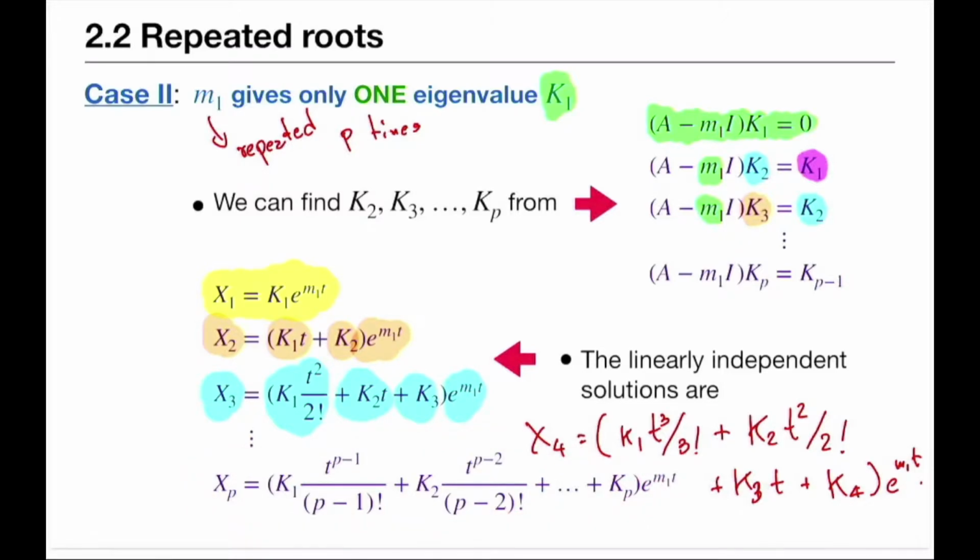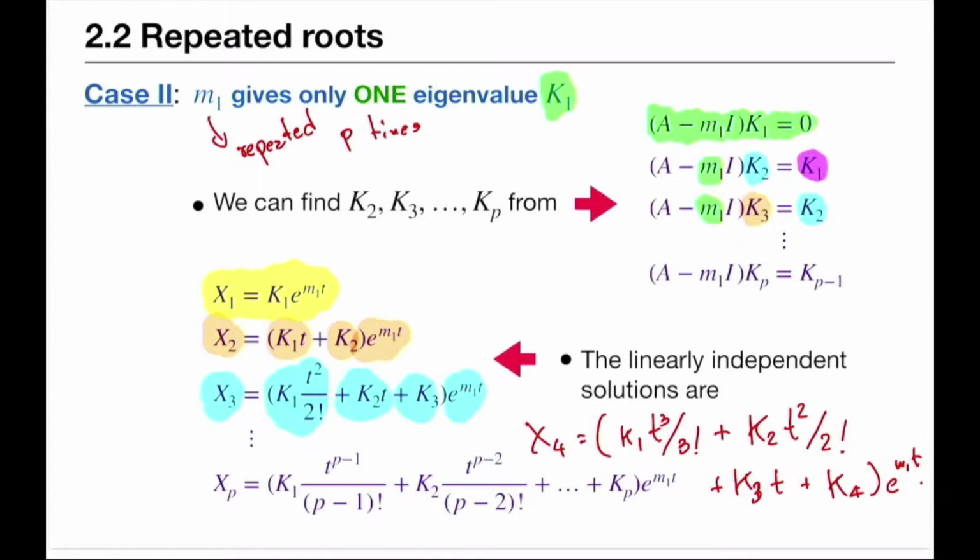Basically, if you need x4 or x3, you begin with k1 and then t to the p minus 1. So if it's 3, it's going to be 3 minus 1, which is 2, divided by 2 factorial, and so on. Similarly here, if you want x4, you begin with k1 t to the 3 divided by 3 factorial, 4 minus 1. And then k2 t to the 2 divided by 2 factorial, k3 t to the 1 divided by 1 factorial, plus k4.